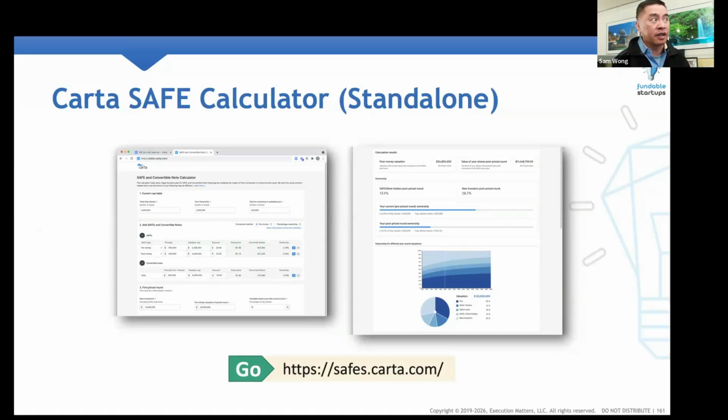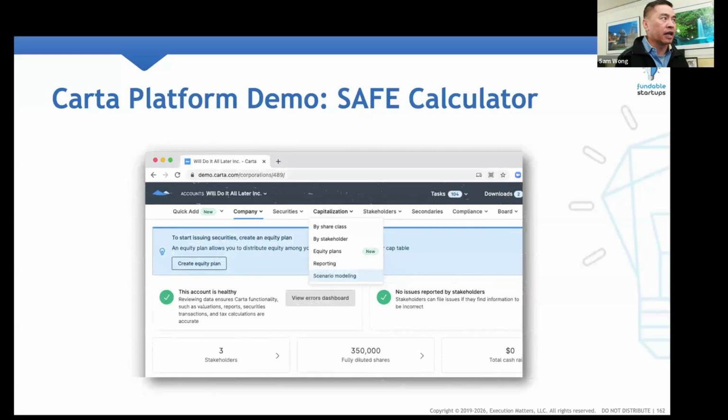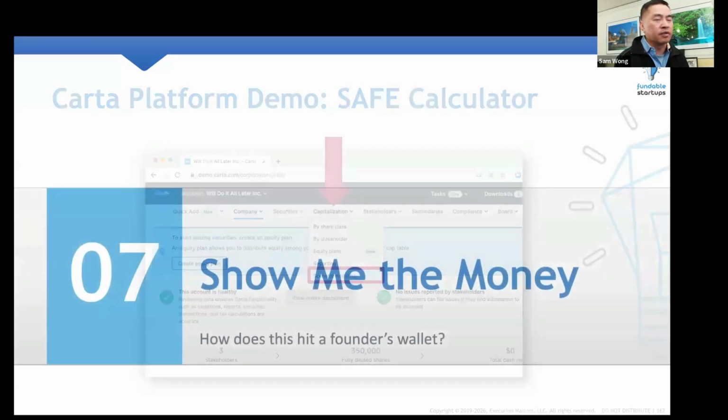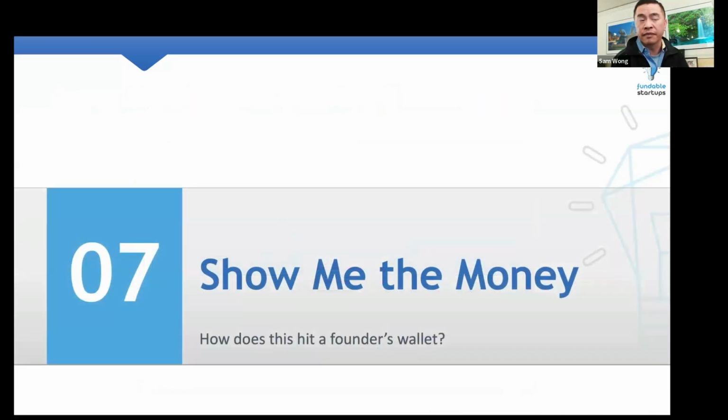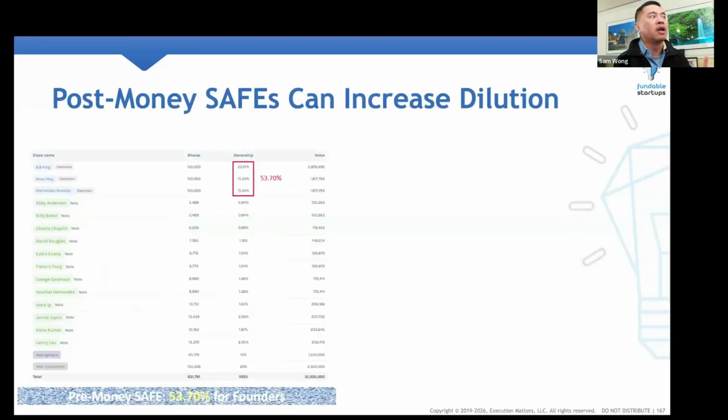There's a safe calculator. It can be used as a standalone tool, but it's better if you actually have your cap table up in Carta. It's a lot easier to be able to capture that. The safe calculator does some scenario modeling as well. So lots of content here.